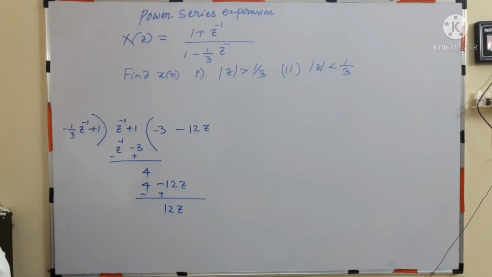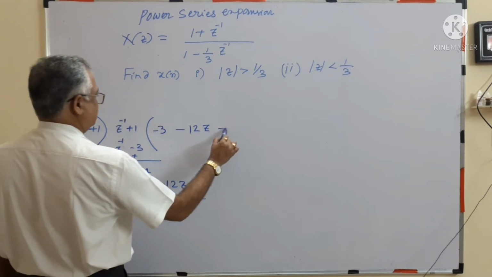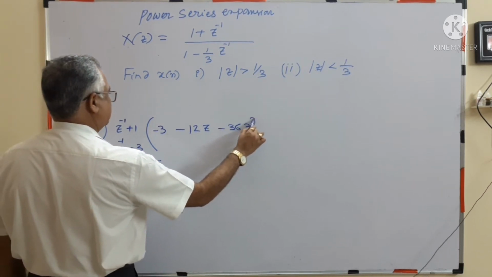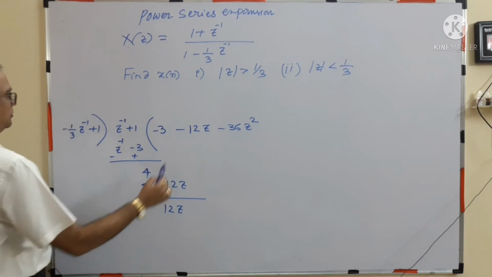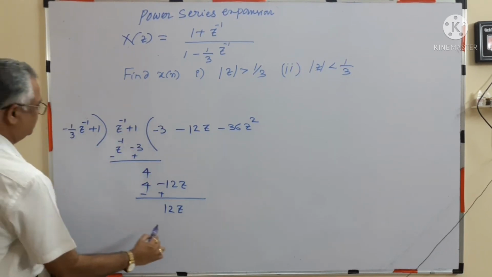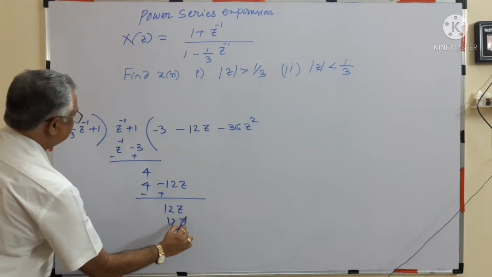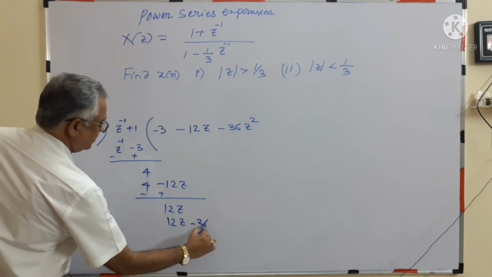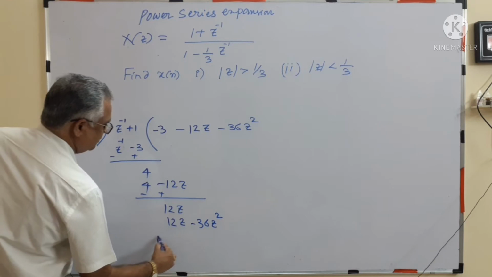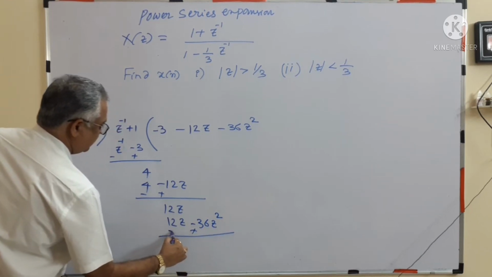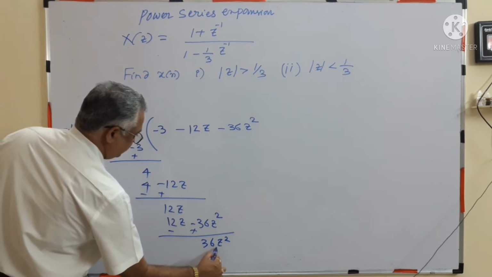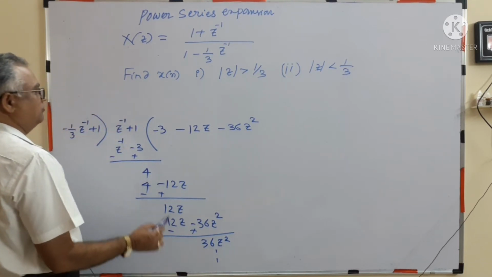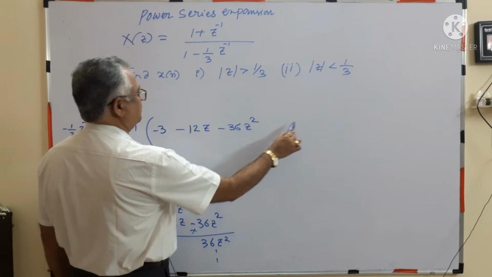Okay, now 36 minus 36 z square. This into this, so 12z minus 36 z square, plus minus cancel 36 z square. Like that you continue. But here it is positive powers of z.